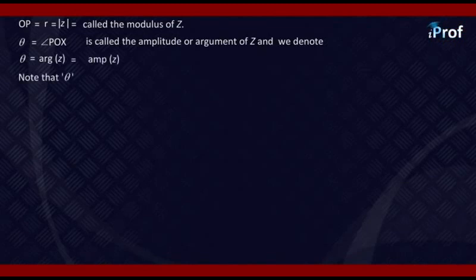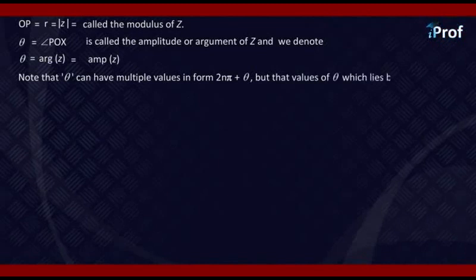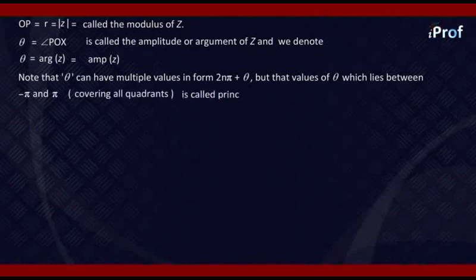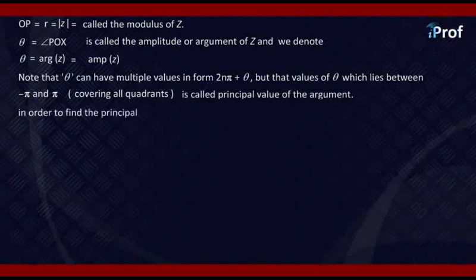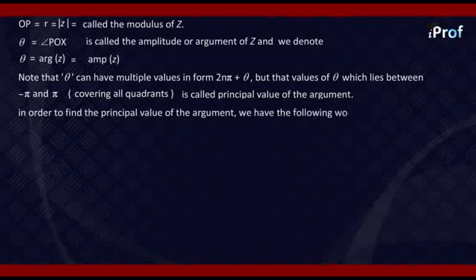Note that theta can have multiple values in the form of 2n pi plus or minus theta. But that value of theta which lies between minus pi and plus pi, covering all quadrants, is called the principal value of the argument. In order to find the principal value of a complex number, we have the following working rule.